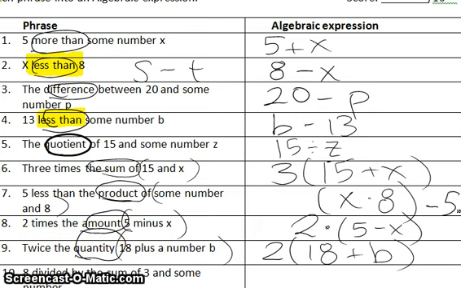Last one, 8 divided by the sum of 3 and some number. There's the sum of as our grouping phrase. 3 and some number are what are being grouped. 3 and some number. And then 8 divided by that. So I want to take 8 divided by this quantity.